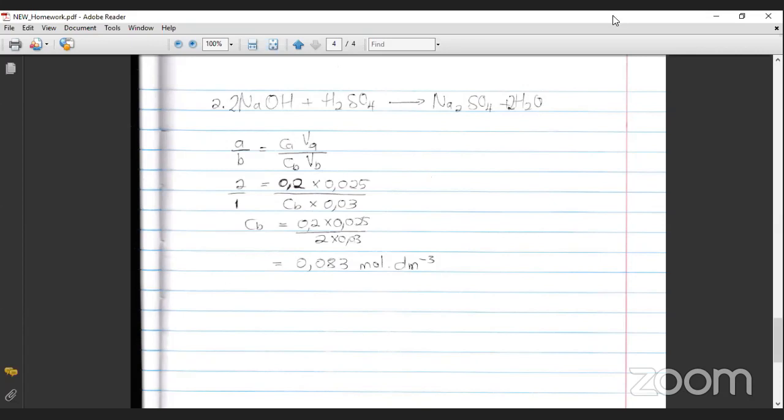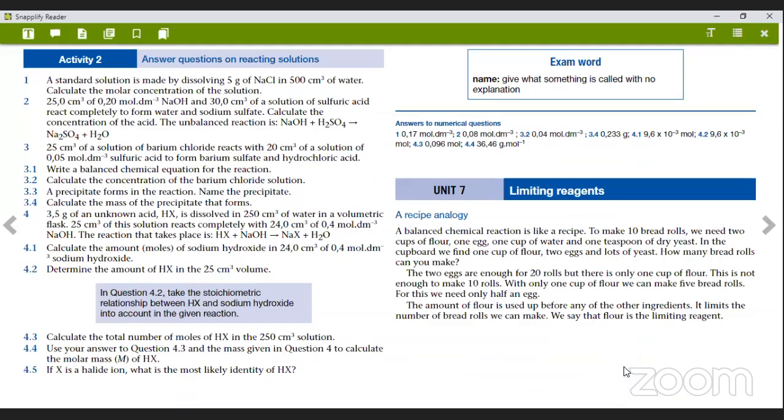Okay, so for tomorrow, we're going to be moving to a new topic again, which is unit 7. We're slowly finishing chapter 5, but after this we're going to jump straight to chapter 7. For now, we're going to be doing unit 7, which is limiting reagents. You can read it up for today and see where you get stuck.